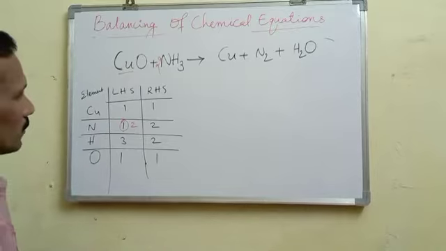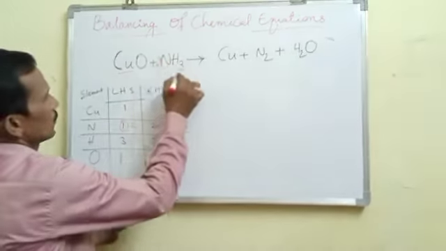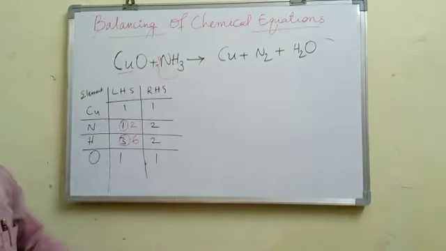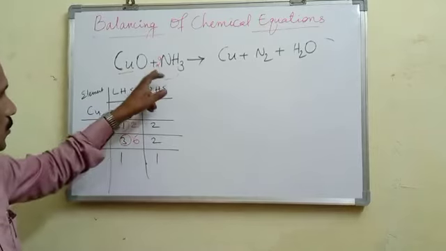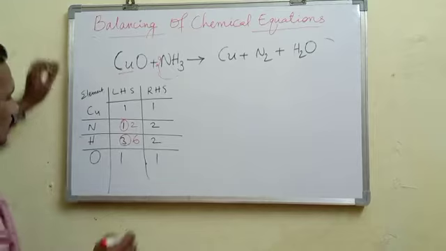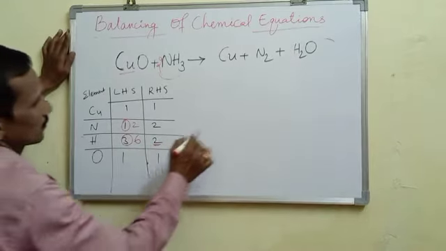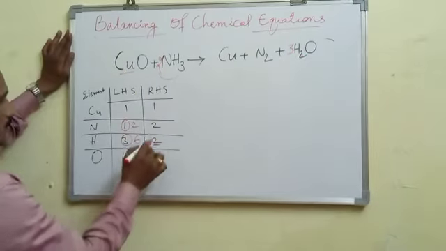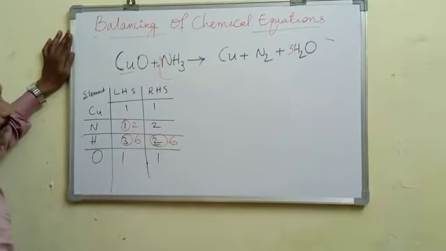Next hydrogens. How many hydrogens are there? 2 into 3, 6. Here hydrogens became 6 when we multiplied it with 3, 2. This 2 into 3 became 6 here. So to balance the hydrogens, here 6, we multiply with 3. 3 into 2, 6. So these hydrogens are balanced.